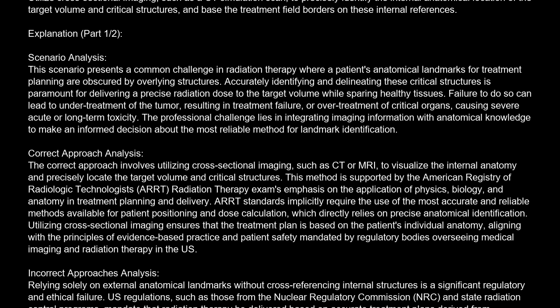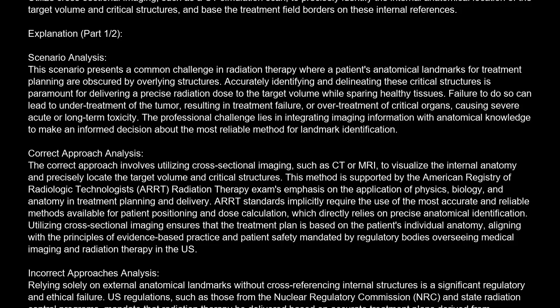Failure to do so can lead to undertreatment of the tumor, resulting in treatment failure, or overtreatment of critical organs, causing severe acute or long-term toxicity. The professional challenge lies in integrating imaging information with anatomical knowledge to make an informed decision about the most reliable method for landmark identification. Correct approach analysis. The correct approach involves utilizing cross-sectional imaging, such as CT or MRI, to visualize the internal anatomy and precisely locate the target volume and critical structures.